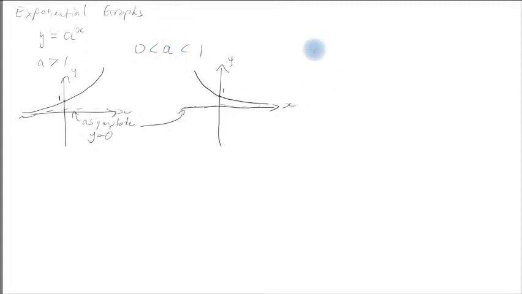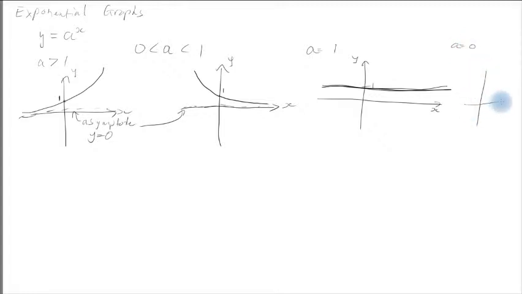Now if a is 1, well then it's 1 to the power x. That's this basic one where it's just a straight line. Hopefully you understand what I'm trying to get at there. And if we have a equals 0, then it's even more basic. Then it's just a straight line as well.